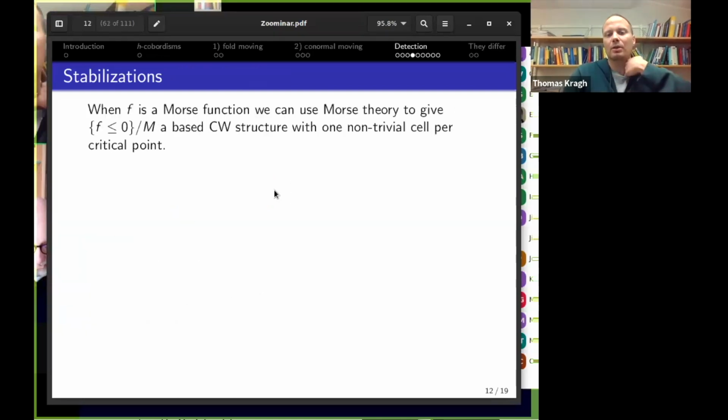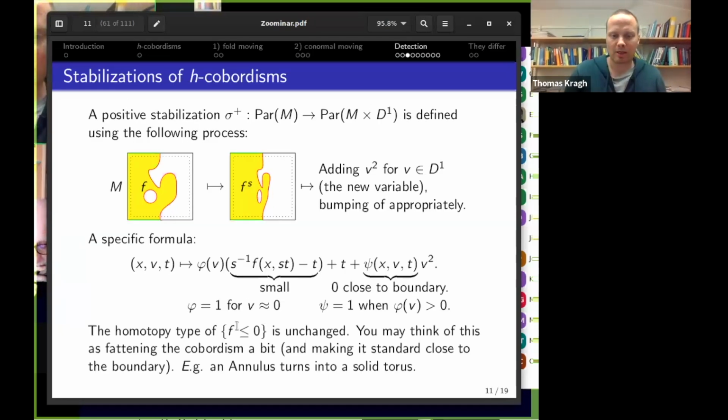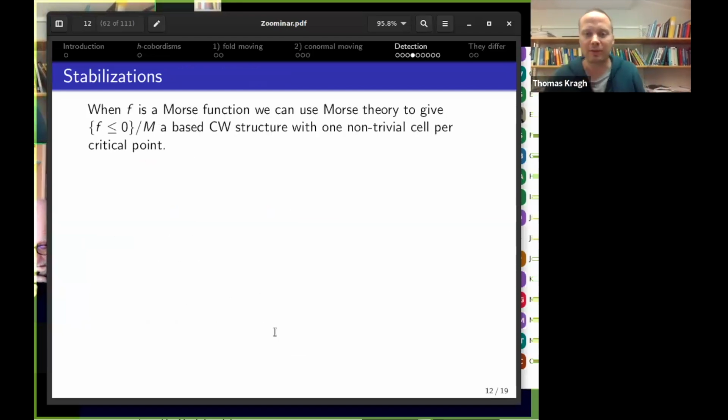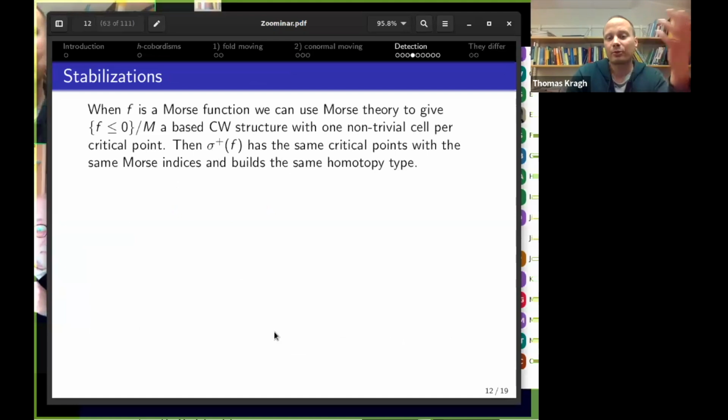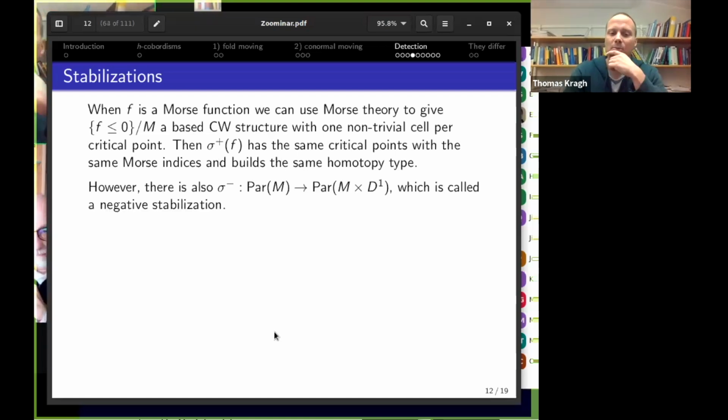Now there's also one way of seeing that you don't change the homotopy type, by looking at the Morse theory. If F were a Morse function, you can build a CW structure with one cell per critical point. Then sigma plus of F has the same critical points and the same Morse indices, and the stable manifolds go inside the piece where the new coordinate is actually 0. So you build the exact same CW complex out of this thing, so you're getting the same homotopy type.